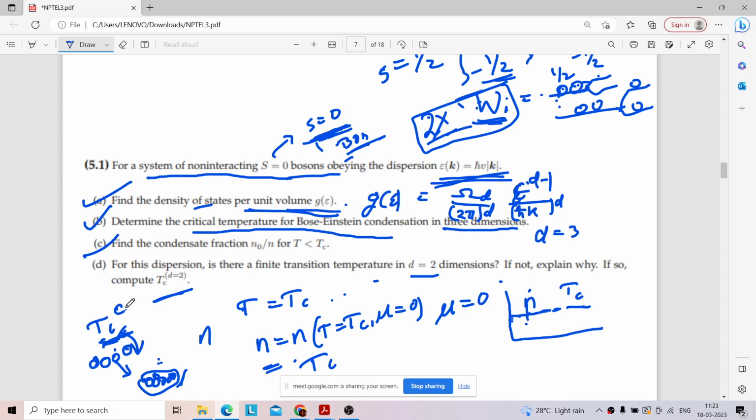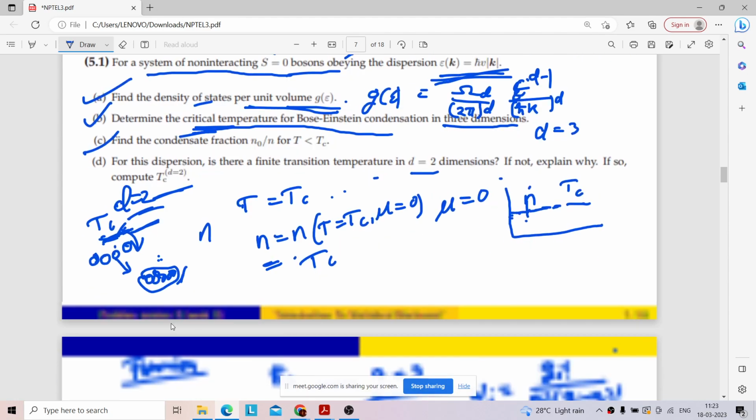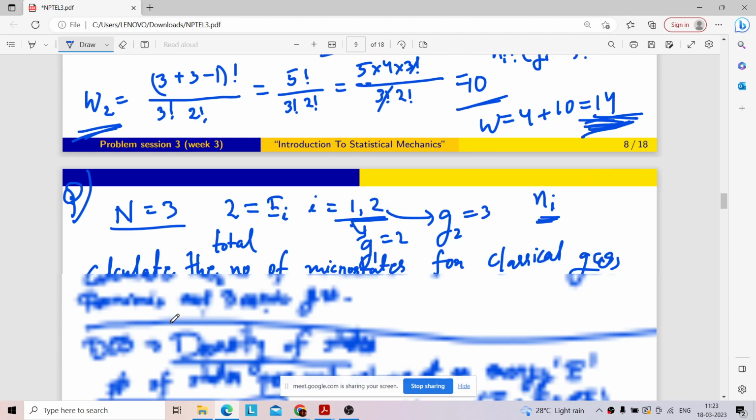So for two dimensions we have to calculate now. We already calculated for three dimensions here in the B question. Now we have to calculate for two dimensions.